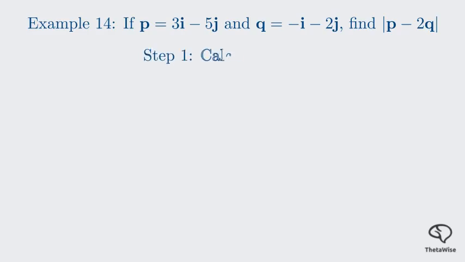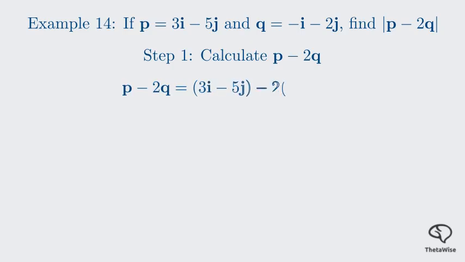Step 1. Calculate the vector p minus 2q. We start by substituting the expressions for p and q into the vector expression. This gives us 3i minus 5j minus 2 times the quantity -i minus 2j. Next, we distribute the scalar 2 to both terms inside the parentheses. -2 times -i is positive 2i, and -2 times -2j is positive 4j. The expression now reads 3i minus 5j plus 2i plus 4j.